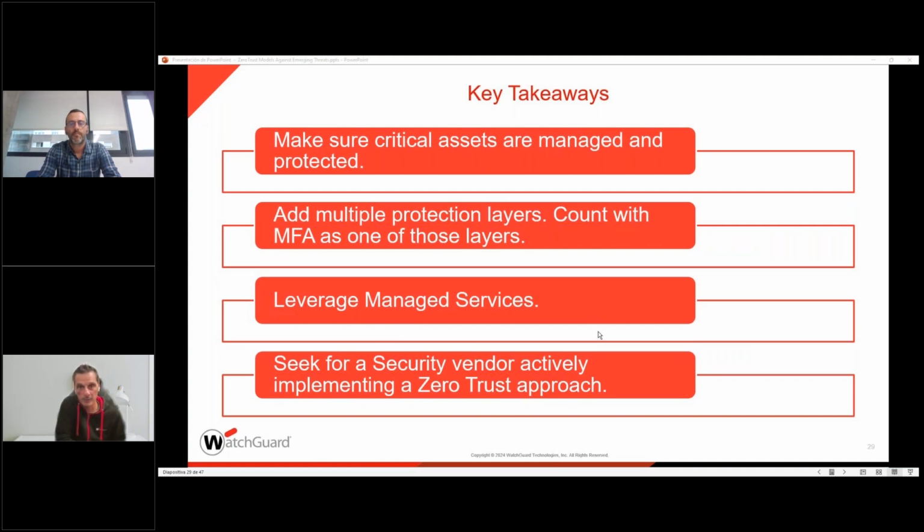For me, leverage managed services. In many cases, within the company, we have many roles. We need to run many activities to be productive and to reach the objectives. So leverage the MSPs, leverage you also to provide those managed services. I think that is a good way of solving the problem. And finally, seeking a security vendor that is implementing those zero trust principles is a good option as well.